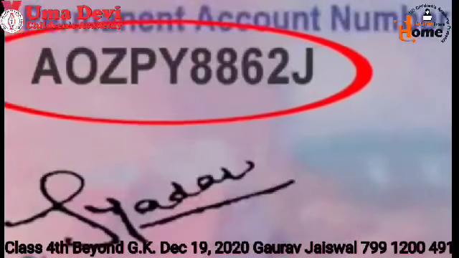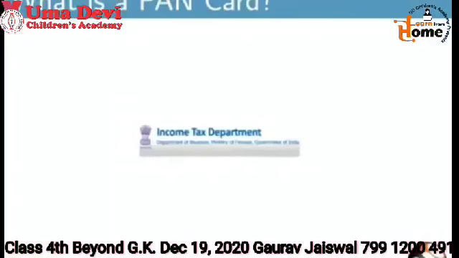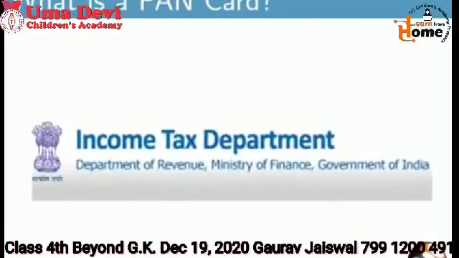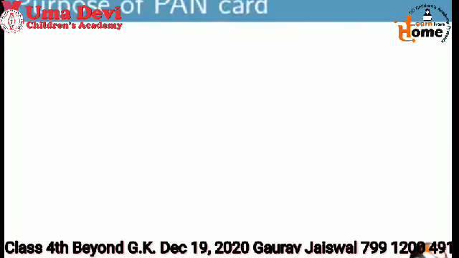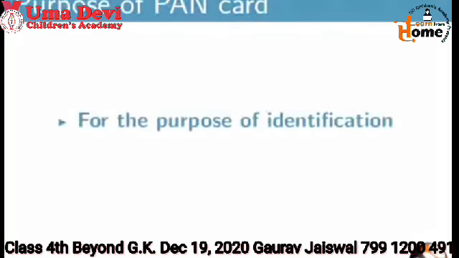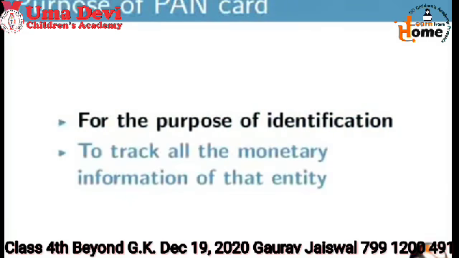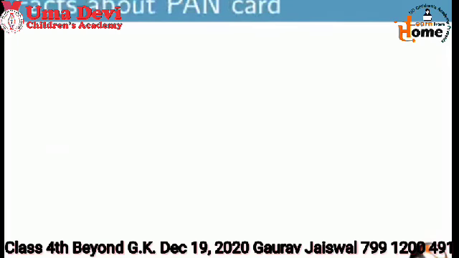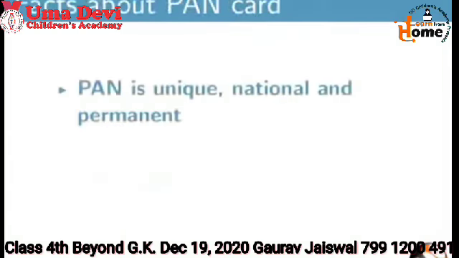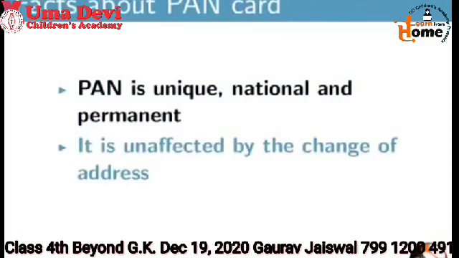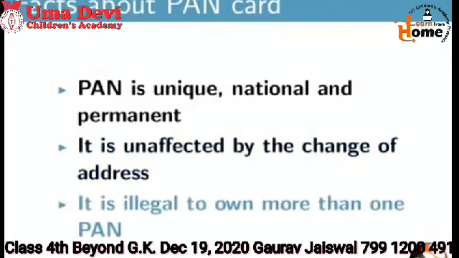It is a 10-digit alphanumeric combination issued to all juristic entities. It is issued by the Indian Income Tax Department. The most important purpose of allotting PAN card is for the purpose of identification and to track all the monetary information of that entity. Facts about PAN card. PAN is unique, national and permanent. It is unaffected by the change of address. It is illegal to own more than one PAN.